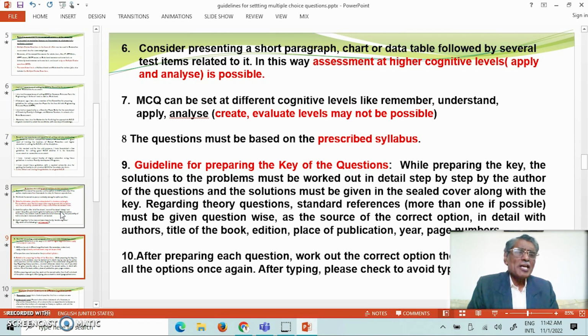However, it is very difficult to set at create level and evaluate level. It may not be possible. The questions must be based on the prescribed syllabus. Very important, sir.